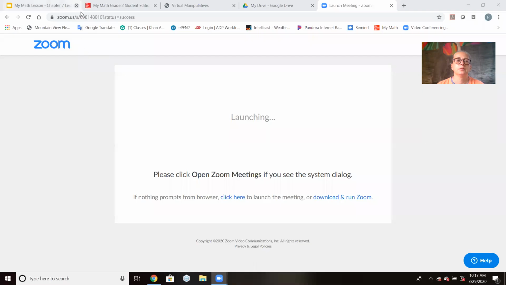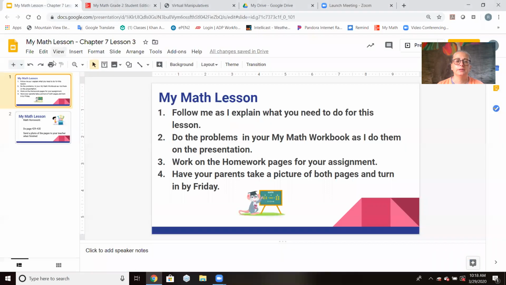In this week's lesson, we're going to be using our My Math book just as if we do in class. So at any time that you need to pause this lesson to do the work along with me or to get your book, just pause and get what you need. One thing we're going to need is our My Math book. So I'm going to start our presentation.